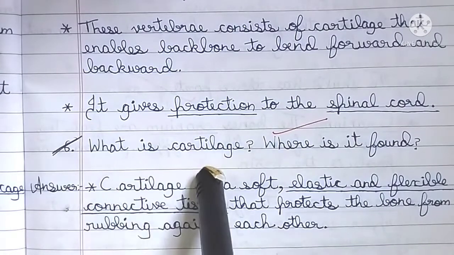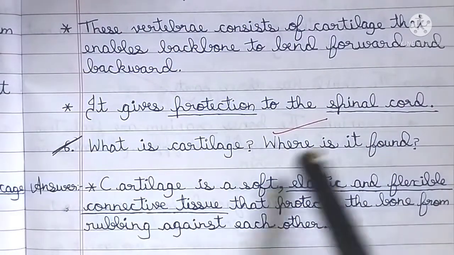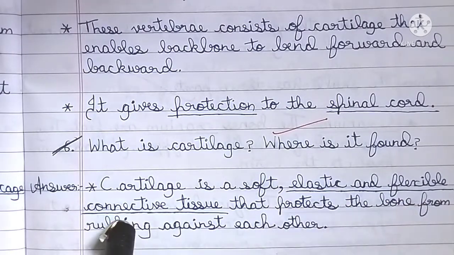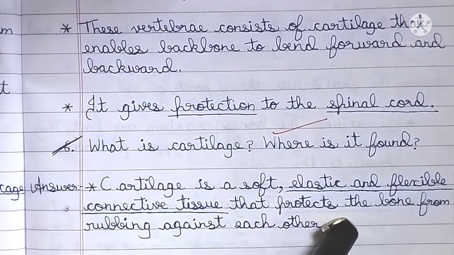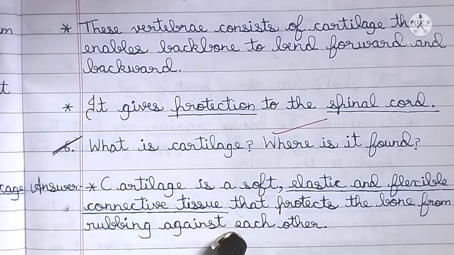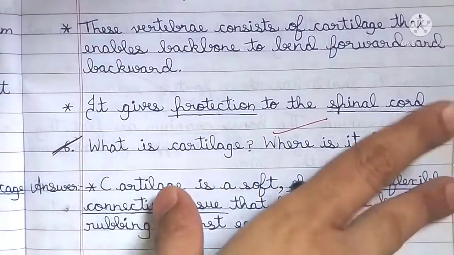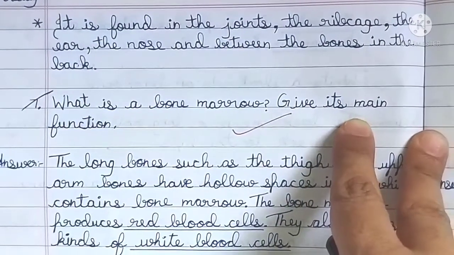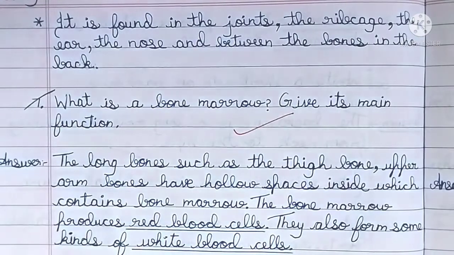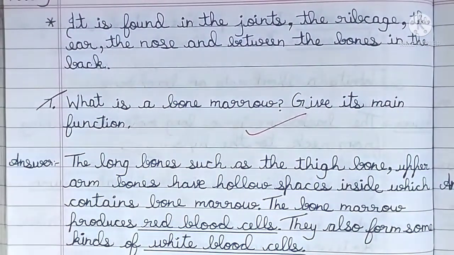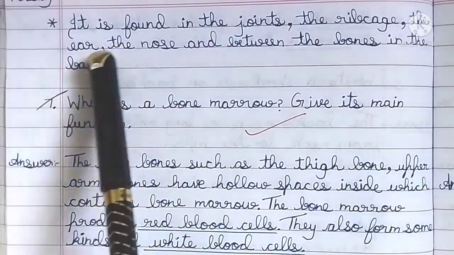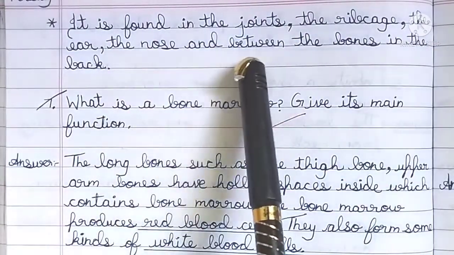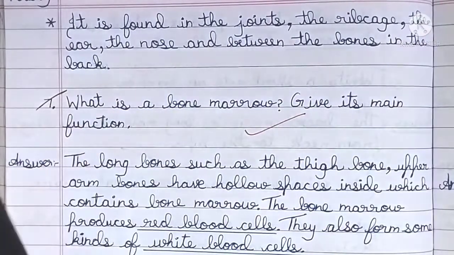Sixth one, what is cartilage? Where is it found? Answer. Cartilage is a soft, elastic and flexible connective tissue that protects the bones from rubbing against each other. It is found in the joints, the ribcage, the ear, the nose and between the bones in the back.